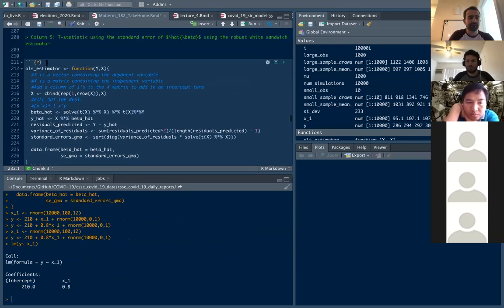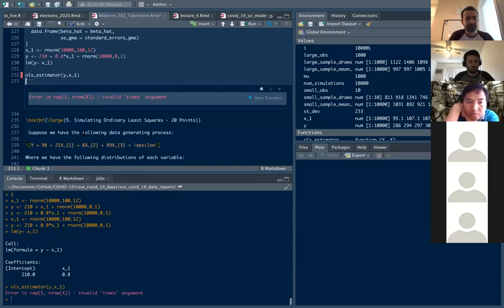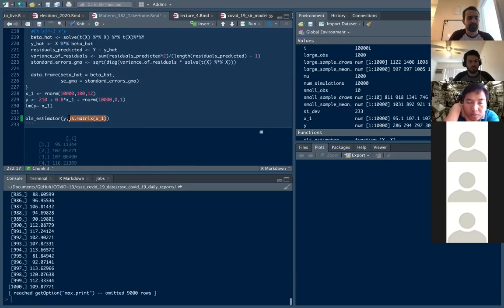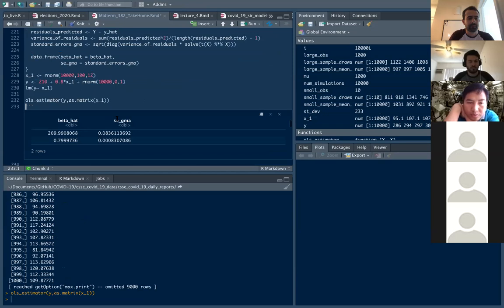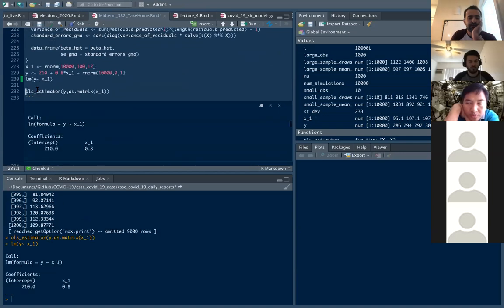If I use this little function I wrote up, if it works properly, I feed in a vector of y's and I feed in a matrix of x's. Whoops, it's expecting a matrix going in. So I can do as matrix. Is that going to give me the right dimension? It is. There we go. So now I'll have my estimated coefficients and standard errors using our function.